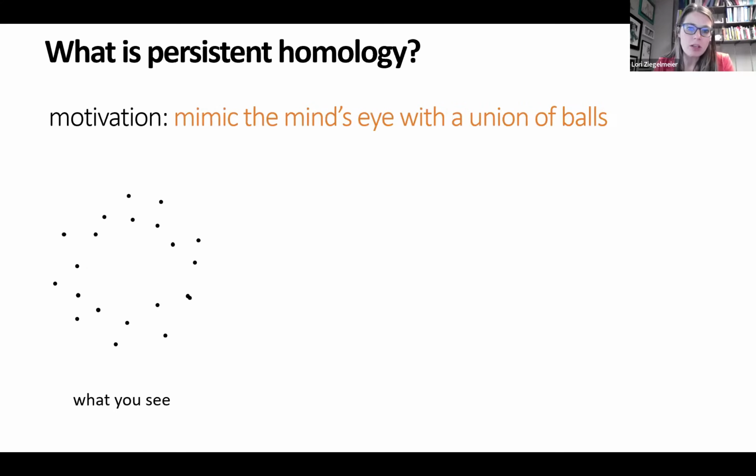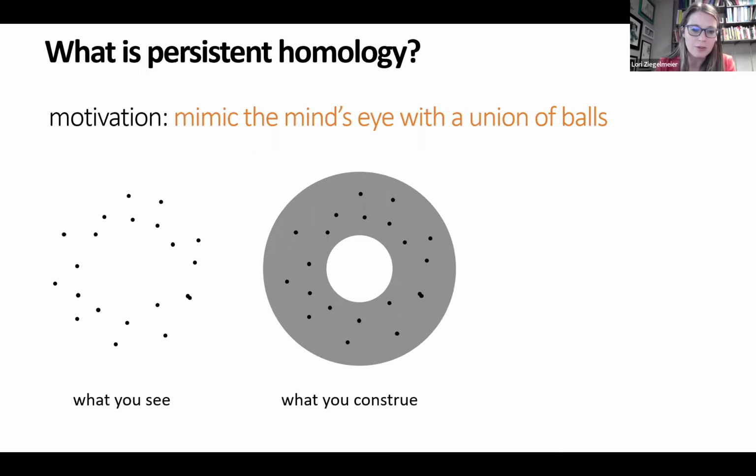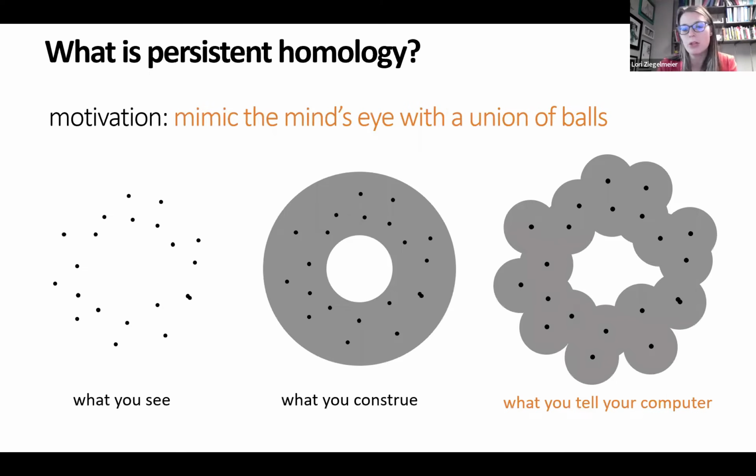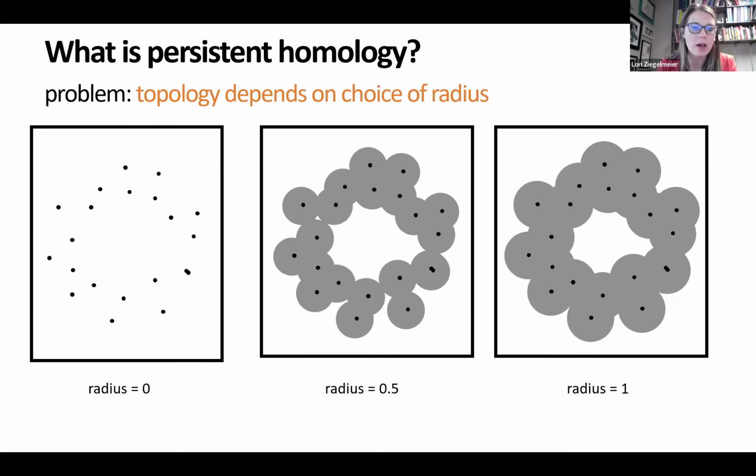And the idea is if we aren't given a nice topological space, but maybe a discrete set of points, how could we build a nice topological space and understand the topology of it? So maybe you're given this point cloud, you see this, but really you construe this. And if you want to tell a computer something, you might fill in these points with a union of balls. Okay. Now, in persistent homology, we do this with choices of scale parameter of various radii, and we see that we have different structures at different scales.